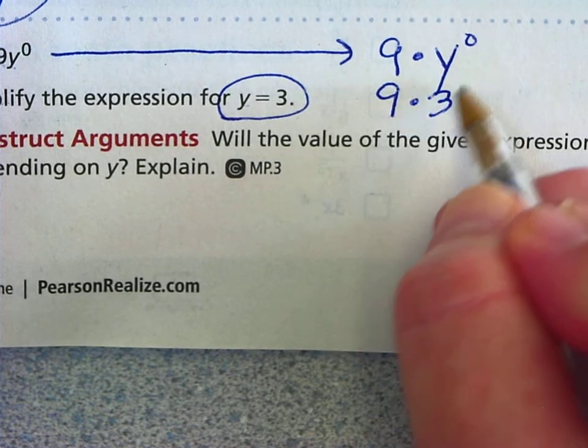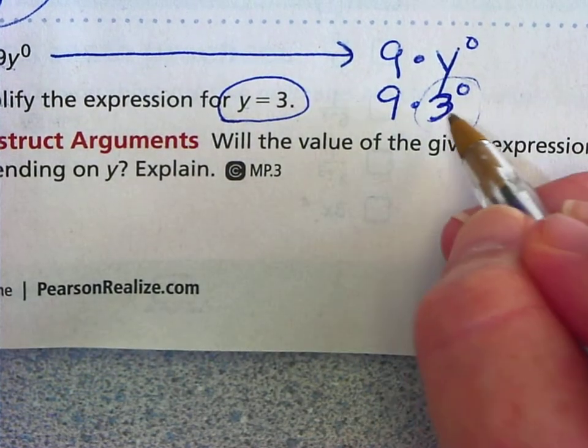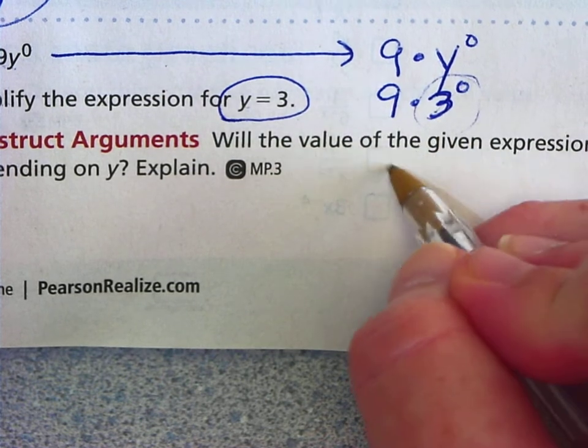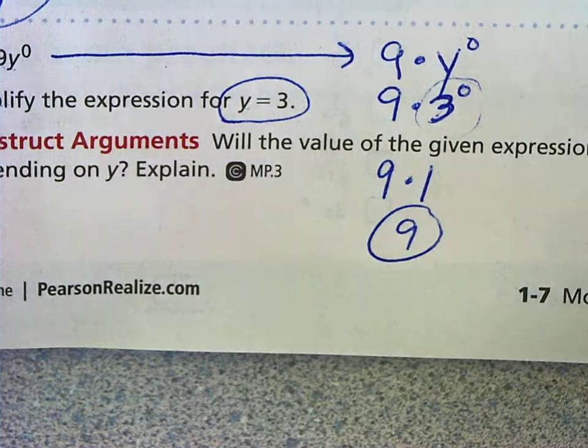So now we're going to plug in 3 for the y. So this is 9 times 3 to the 0. Okay, so only the 3 has the 0 power. So 3 to the 0 power is 1. So this is really 9 times 1, which is 9. 9 would be your final answer for this one.